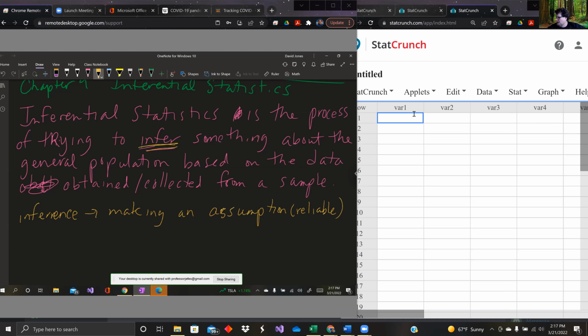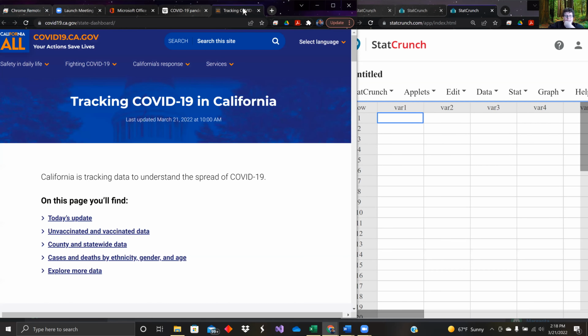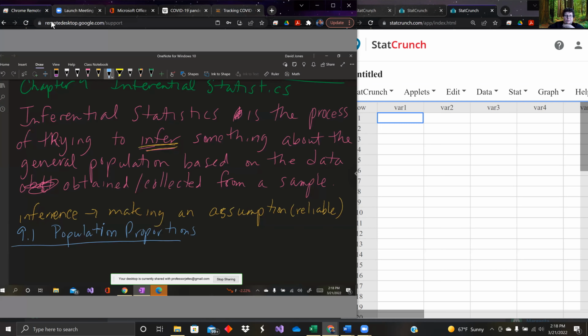So in 9.1, which is where we're starting, 9.1 is going to be on population proportions. So let's bring in some stuff that's relevant to the world. Actually, I should give you a little bit longer to write that down if you're writing stuff down.